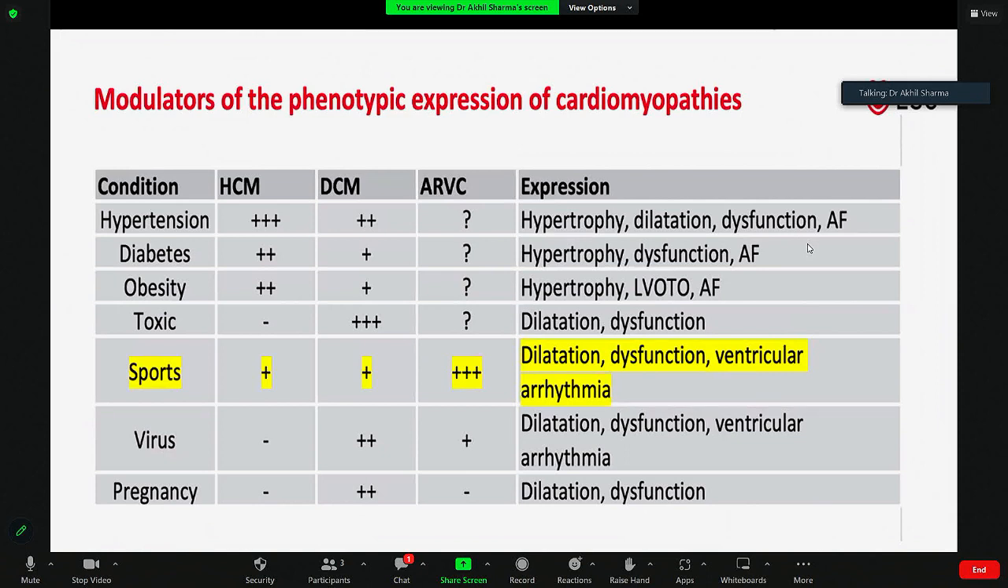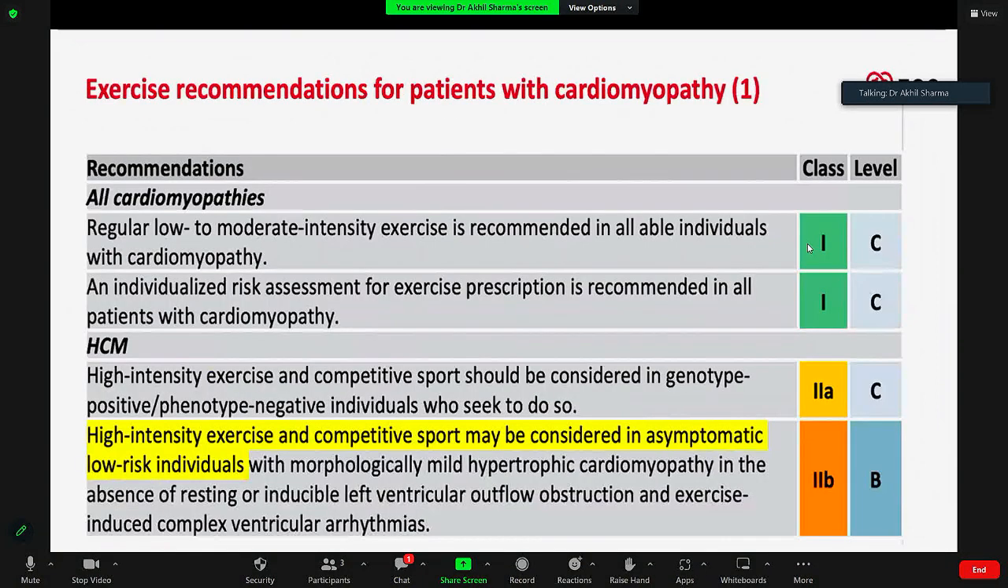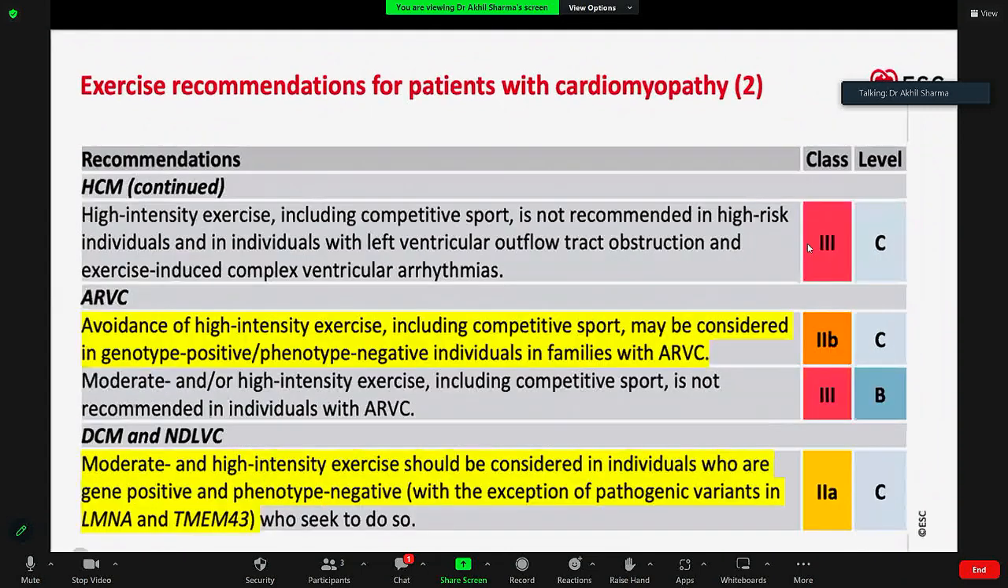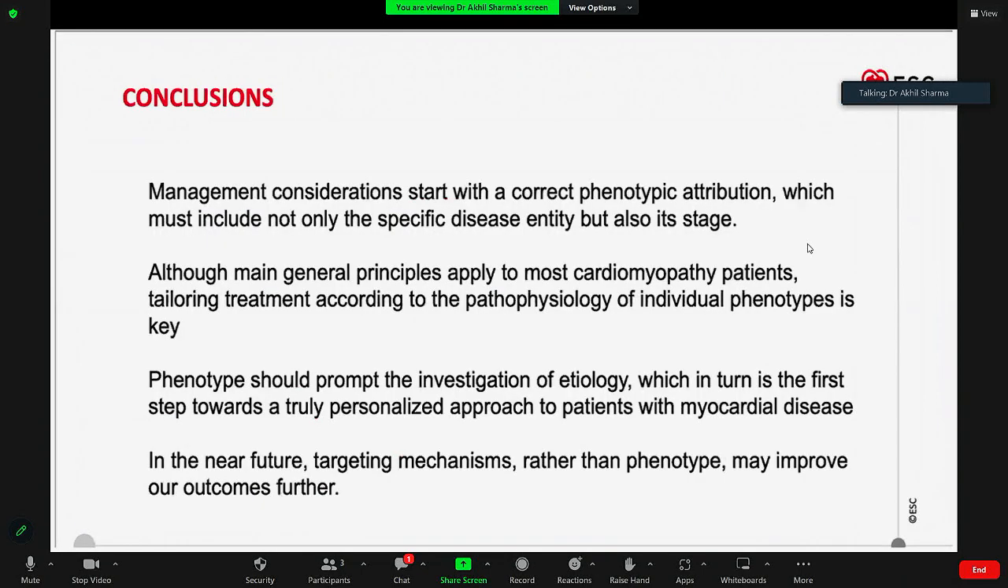Sports recommendation is an important aspect of these guidelines. They made obsolete the recommendation that any patient with cardiomyopathy and sudden death risk should not exercise or play competitive sports. They identify specific variants of the disease where this is contraindicated. So all patients with cardiomyopathy should have regular low or moderate intensity exercise. High intensity exercise is not recommended in obstructive SCM high risk cases and ARVC cases. The rest of the patients can have moderate to high intensity sports activity.